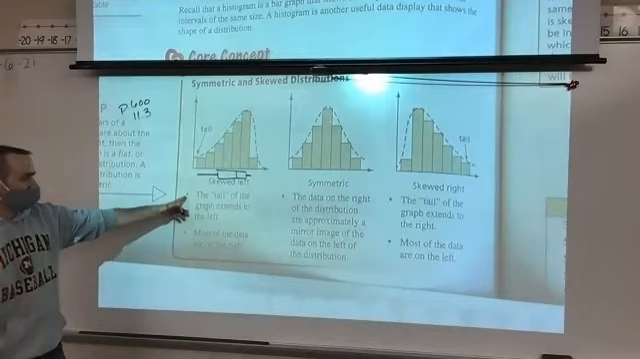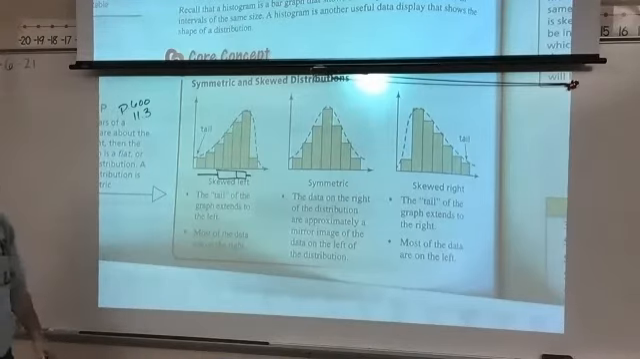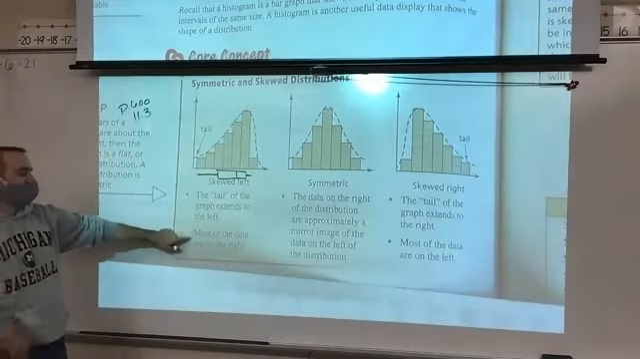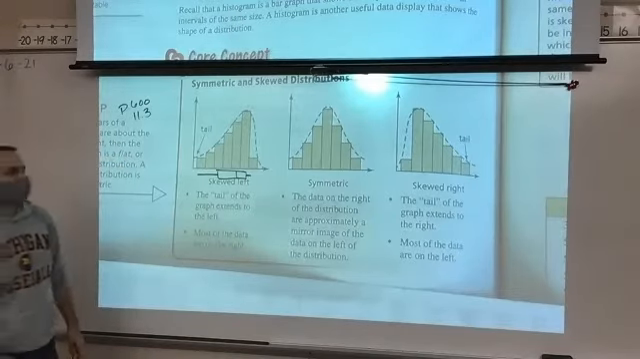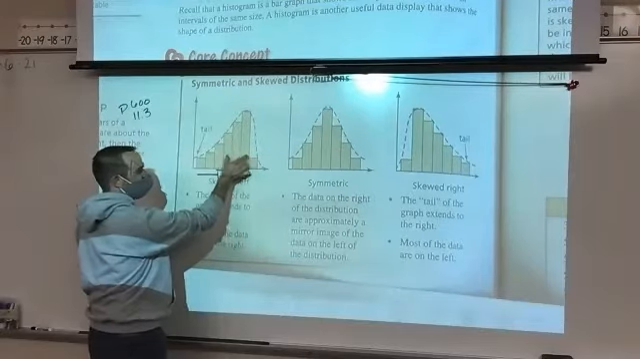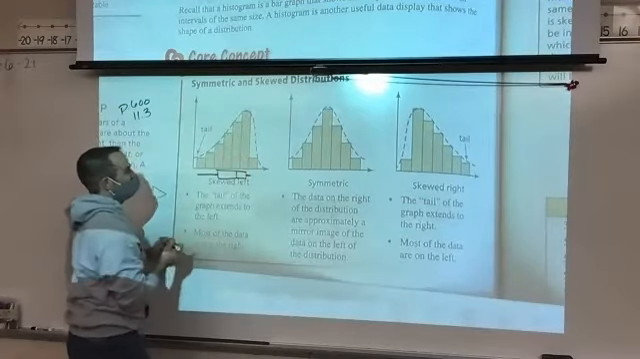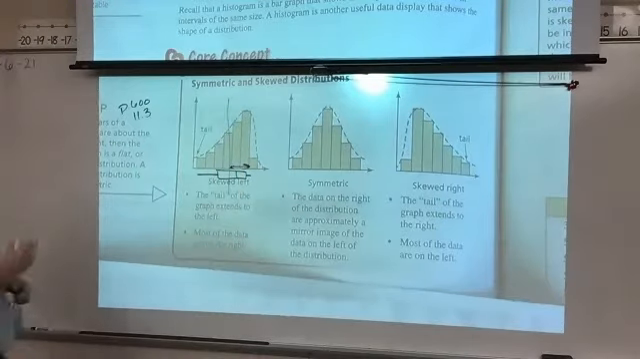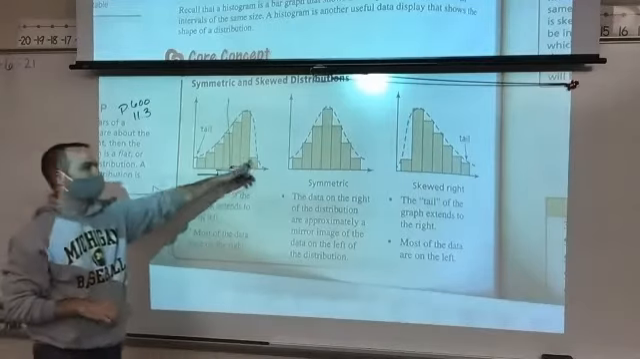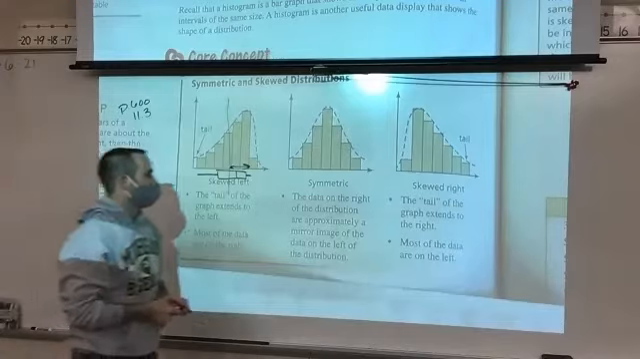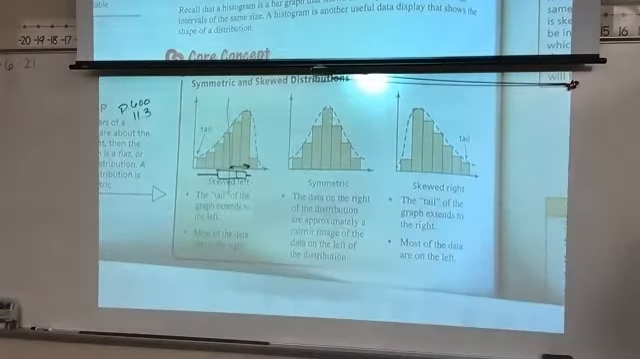And you see the explanations down here. The tail extends to the left, so it's stretched out to the left here. And then it tells us most of the data is on the right, right? So ignoring this little tiny thing, because that's not a lot of data, this is a lot of data. So we're saying if we looked exactly halfway through this graph, most of that data is to the right. So that's what they mean by that, not that little tiny bar. They're talking about this being the majority of the data. Okay. All right, so we've got that.